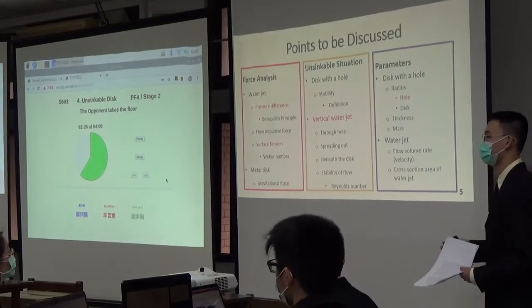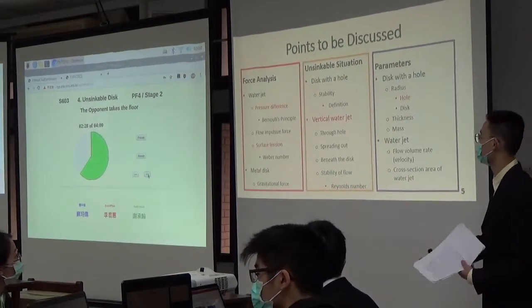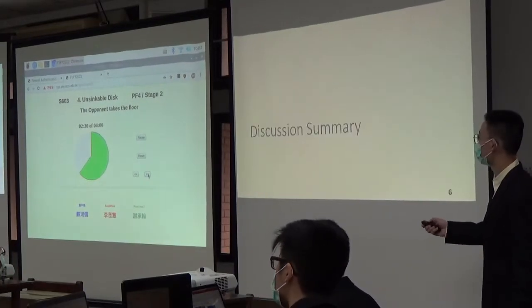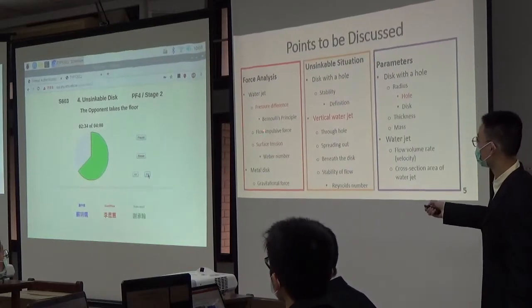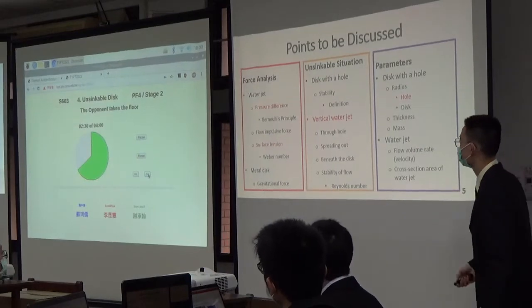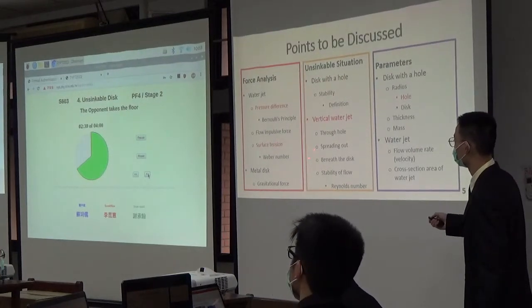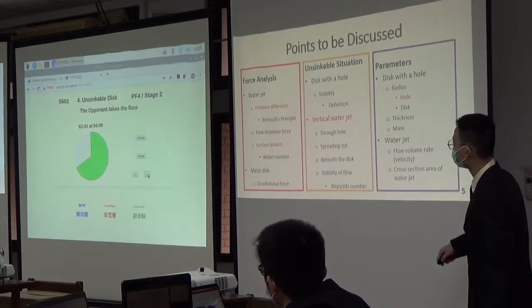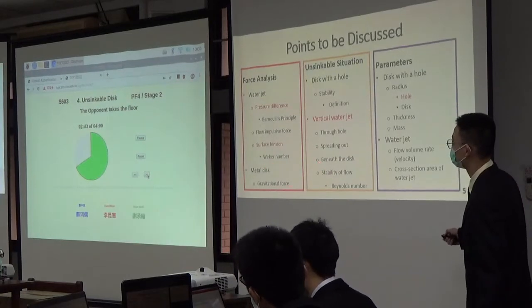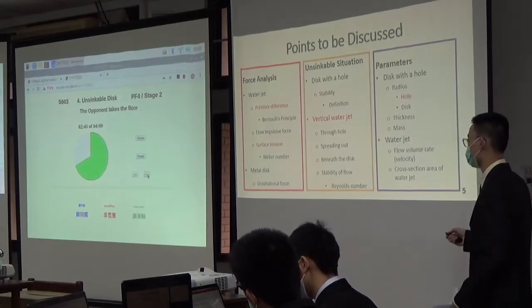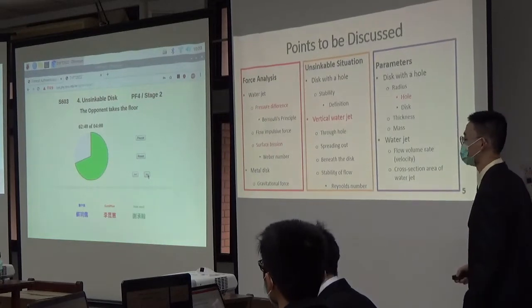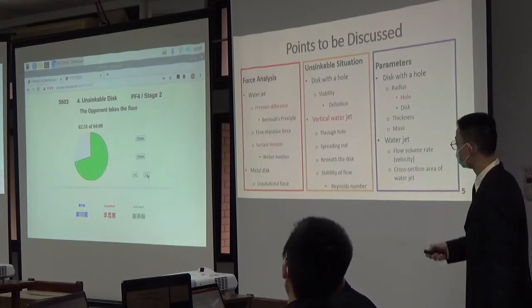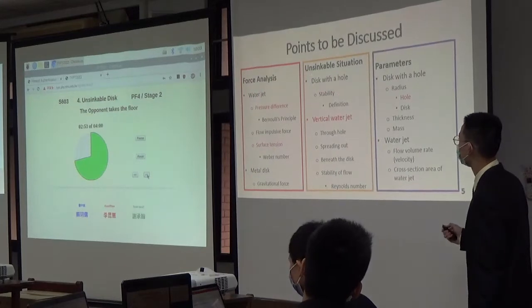And here are some points that the opponent will discuss in the further discussion. First, I want to discuss the force that's acting on the disc. The most important part is the pressure difference caused by the water jet, and also the Bernoulli principle. The second one is the force that's acting on the disc, and of course the gravitational force. And then we're going to discuss the unsinkable situation.